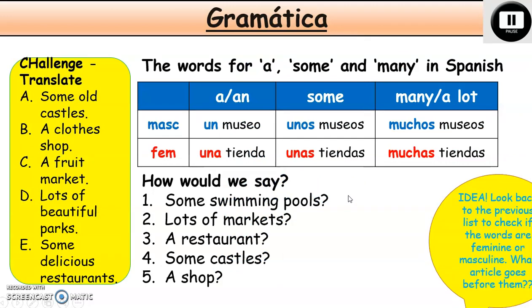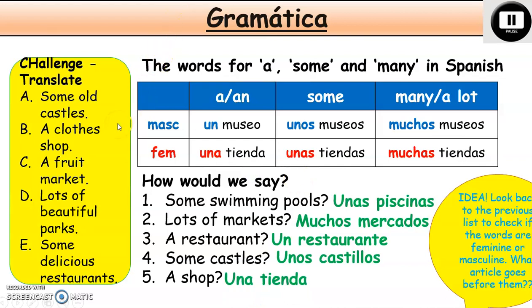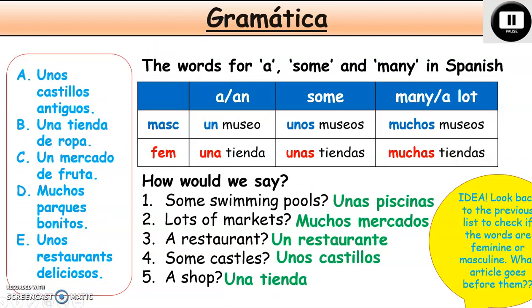So pause the video again and try to translate the following sentences. A good idea would be to look back to the previous list to check if the words are feminine or masculine and what articles go before them. Pause the video and take a moment to write down in your books this little graph, and as an extra challenge you can translate the following. Unas piscinas, muchos mercados, un restaurante, unos castillos, una tienda. If you've had the extra challenge, here are the results.